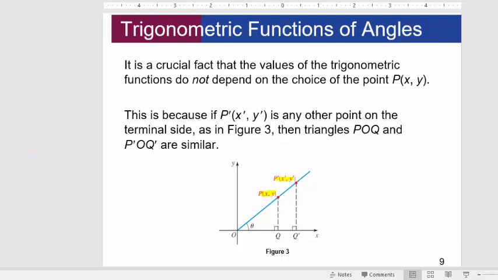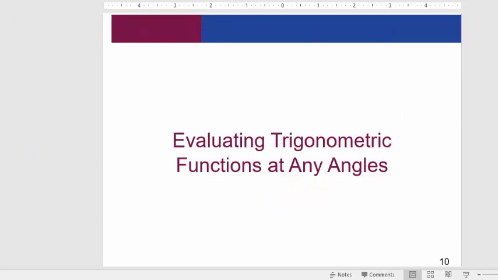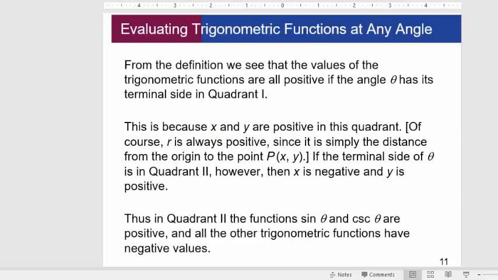But let's move on here to evaluating trig functions at any angle. We already kind of touched on this a little bit, we just didn't give specific trig ratios. So we know that in the first quadrant, all of the trig ratios are going to be positive, right? Because both x and y are positive, and r, remember, is always positive. So we would always have positive values for all the trig ratios in the first quadrant.